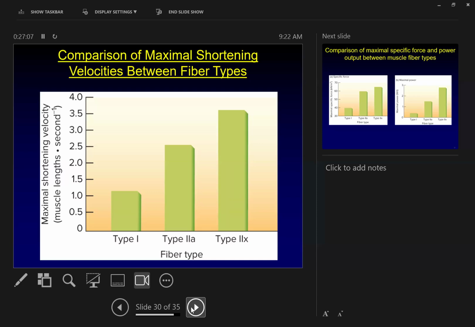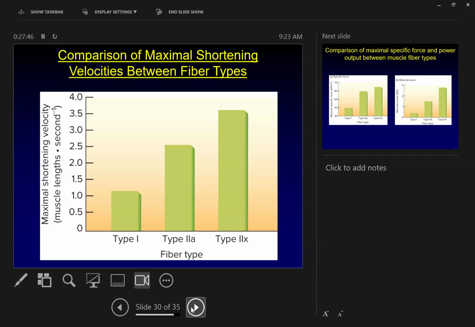This shows us the maximal shortening velocity, or the myosin ATPase speed, between type 1, 2A, and 2X fibers. 2X fibers are the fastest fibers, except they almost never exist. There's a thought among Olympic sprinters that you train and train, and your 2X's get turned into 2A's, and then you take a break for a few weeks before your actual competition, and some of those 2A's begin to drift back towards 2X, and now all of a sudden you're actually faster because you've changed the underlying fiber type.